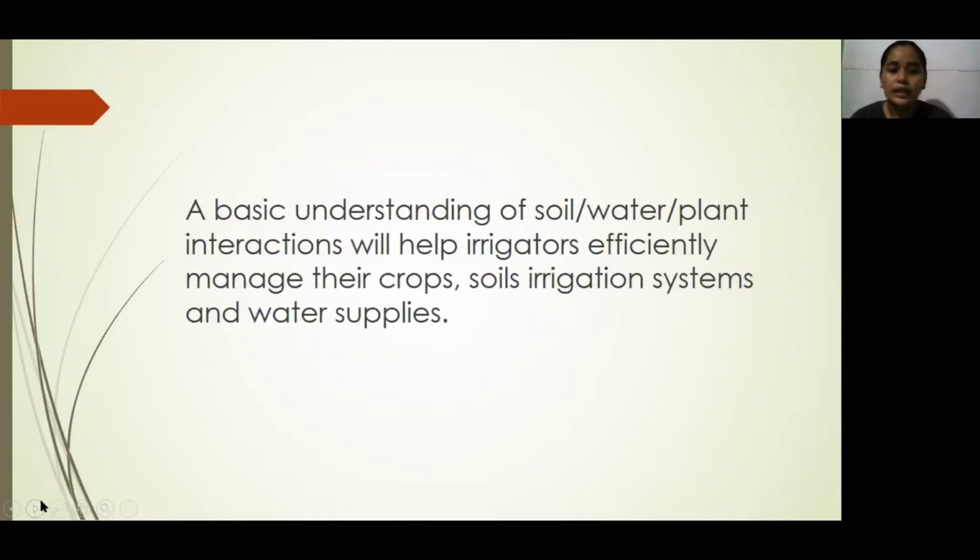It is a basic understanding of soil, water, and plant interaction that will help irrigators efficiently manage their crops, soil, irrigation systems, and water supply. After this report, we will find out about soil structure and water interaction that will help irrigators manage efficiently their irrigation system and water supplies.